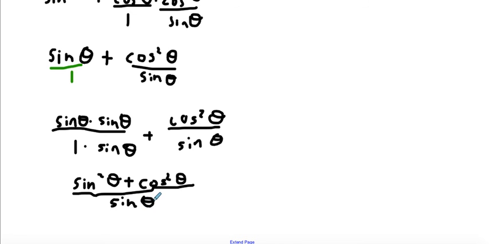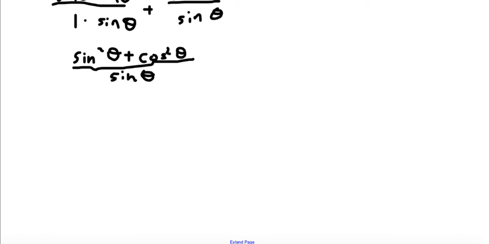So sine squared theta plus cosine squared theta gives us a value of 1 up there in the numerator. So now I can say, oh yeah, 1 over sine theta. And 1 over sine theta is simply equal to cosecant theta. Which, guess what? That's exactly what we wanted to get it down to. Done.